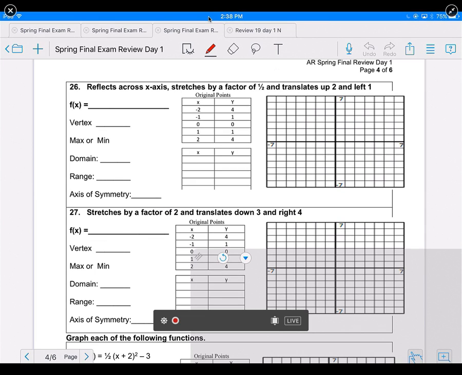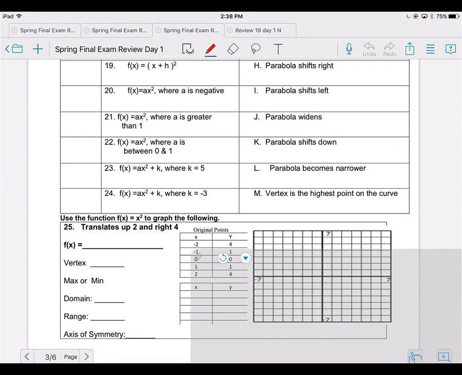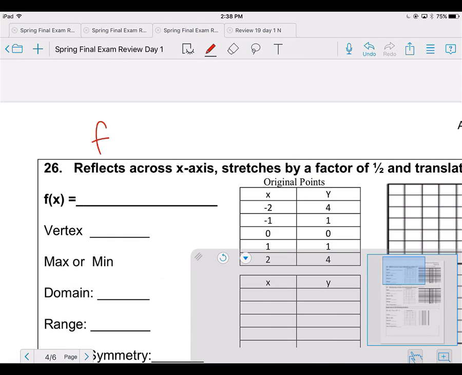This video covers review day 1, the second half, pages 4 through 6. For these, we are trying to look at quadratics. So f of x equals x squared.